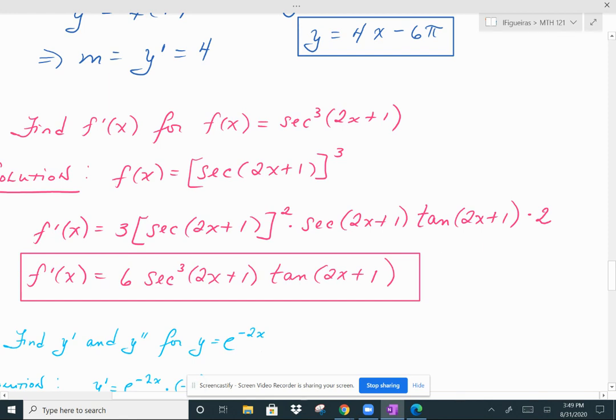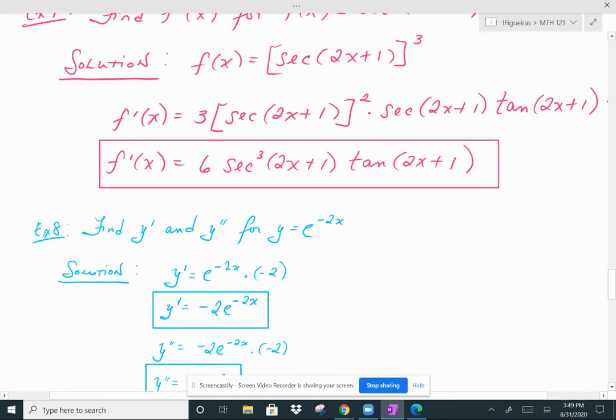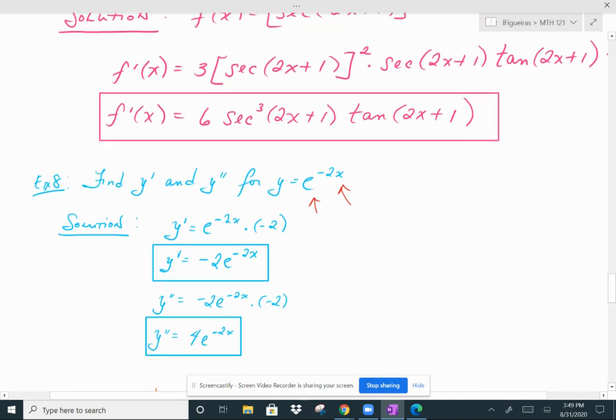Okay. So in this next example, we want to find y prime and y double prime for another composite function, and this is e to the negative 2x. e being the outer, negative 2x being the inner. So y prime is e to the negative 2x, that's your outer derivative, times the derivative of the inner, which is negative 2. And so y prime is negative 2 e to the negative 2x.